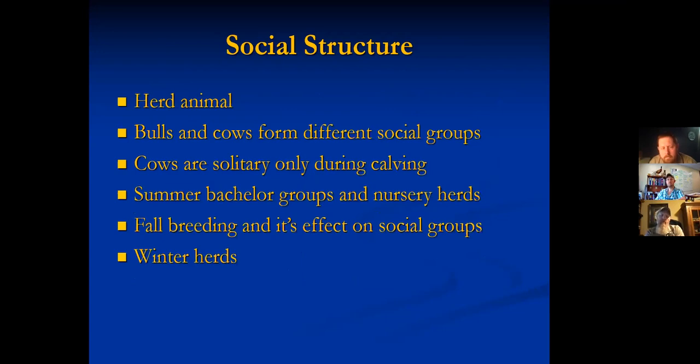So we'll get into the social structure of elk. Elk are a herd animal. They love to be with other animals. They're very social. They're not solitary at all. The only time they're ever solitary is when those pregnant cows go out this time of year. They want to be alone to have their calf and raise it for a little bit. Then they'll group right back up again, generally about middle of July.